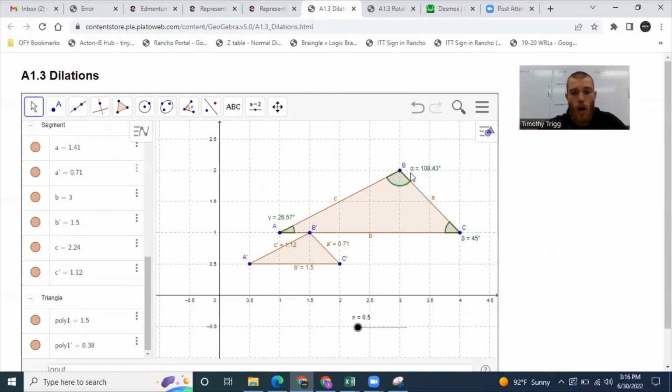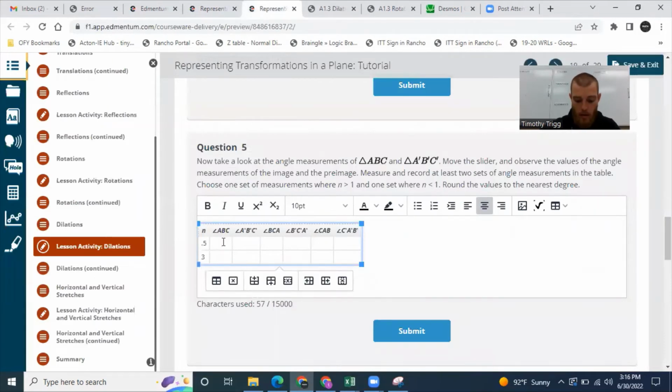Okay. So on our pre-image, these will be our angle measures. So I'm going to go ahead and write those down. For angle A, it was 26.57. For B, 108.43. And for C, 45. Okay, I'm going to write those down right here. 26.57. And this will actually be the same right here as well, 26.57. Okay, so we can put the same there and there.